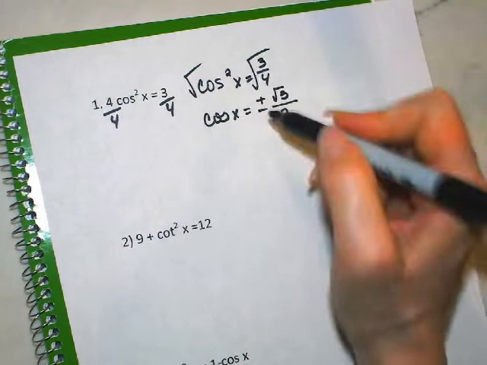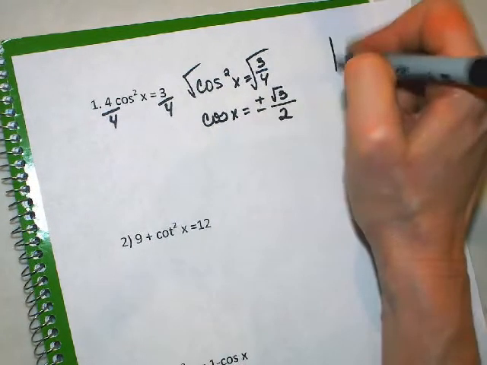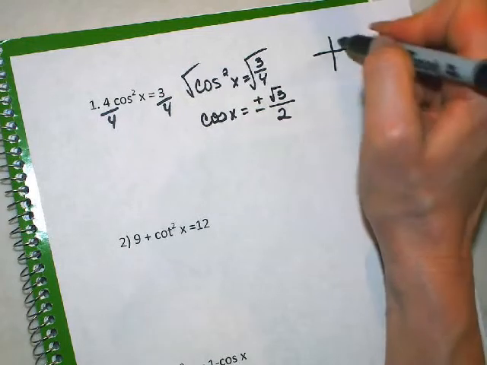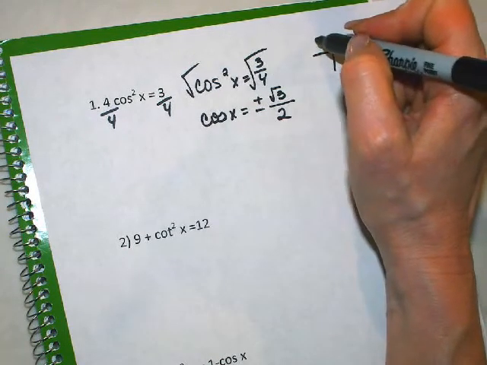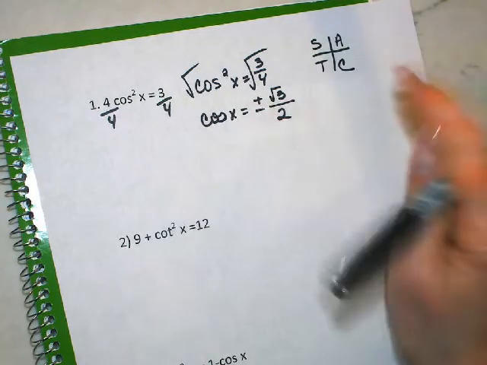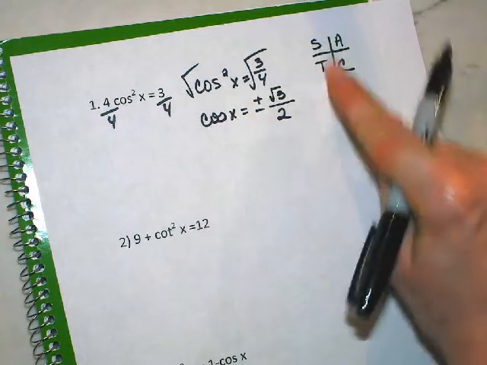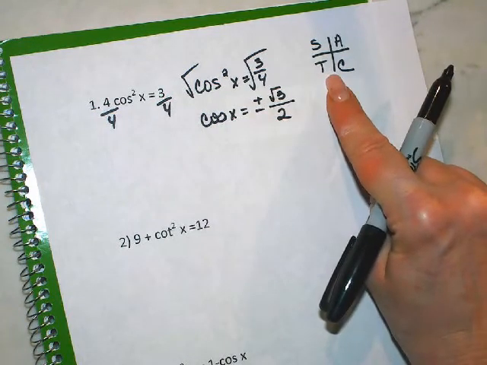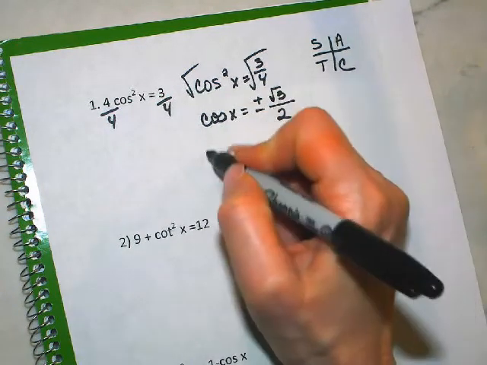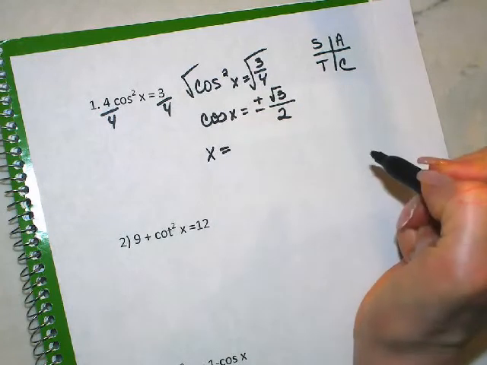Okay, and now since it's plus and minus, that means we're going to look for the answers in all of the quadrants. Okay, because the positive cosines would be here and here, and the negative would be here and here. Okay, so what is the angle that has a cosine of the radical 3 over 2?